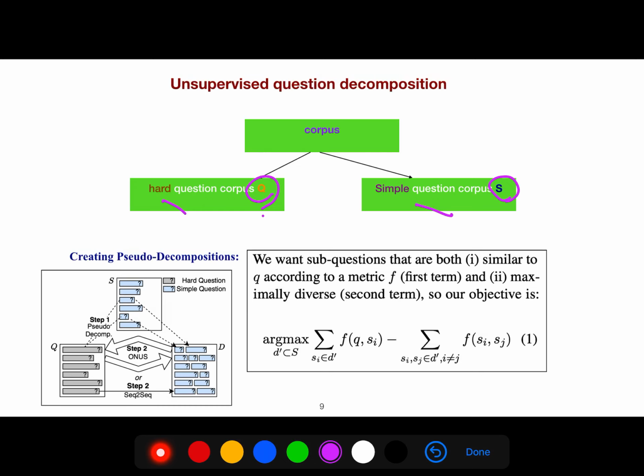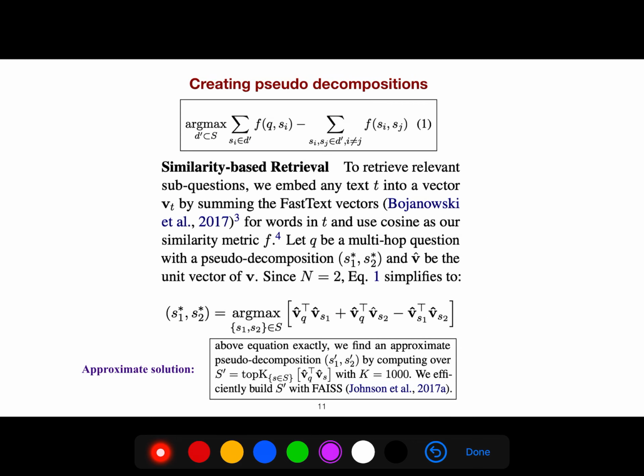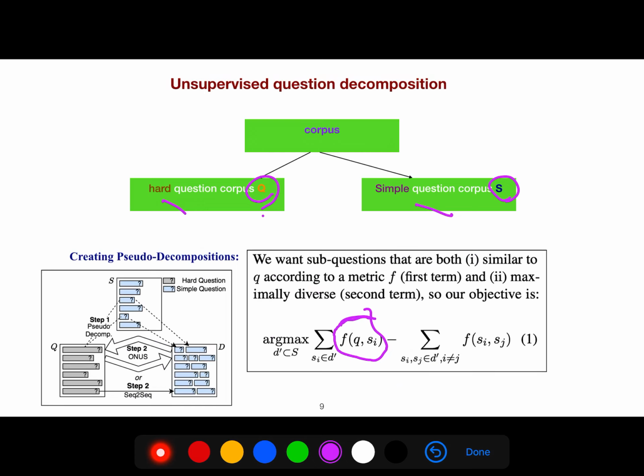We are just maximizing this F. But this metric F, we use as an inner product. I think here. Yes, it's here. We just use the inner product. Because we want to say our question should be very similar to the sub-questions. But on the other hand, your sub-questions should be very different from each other. We don't want them to be redundant. We want them to be, let's say, negative examples. They are very dissimilar.